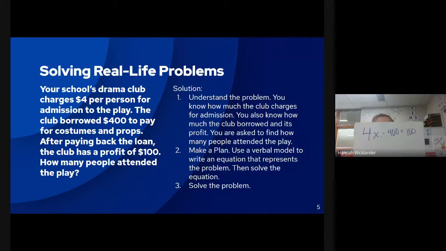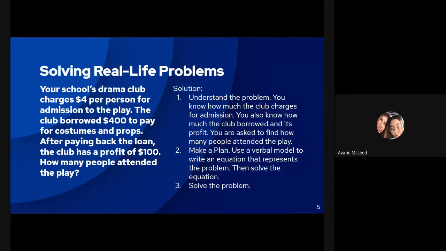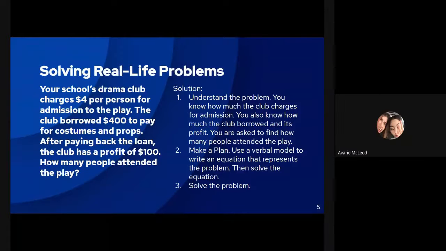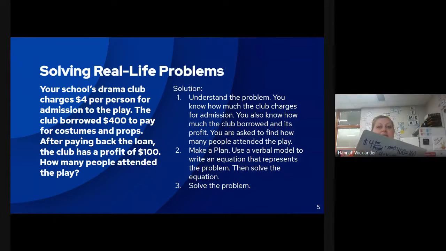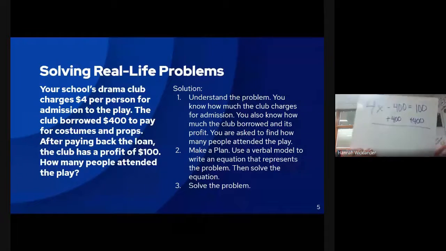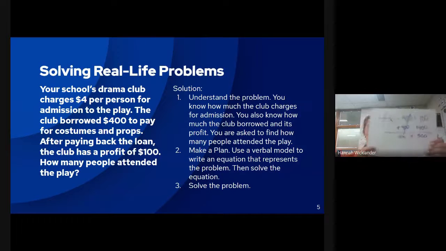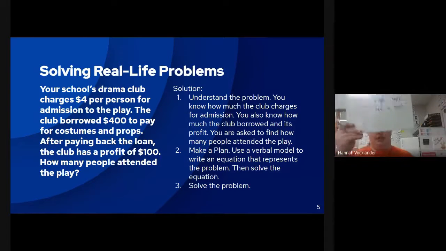What's my first step here? Subtract 400. Subtract or add? Add. Good job. So I want to get the x by itself. So I'm going to add 400 to both sides because that will get the x by itself on one side of the equation. So 100 plus 400 gives me 500. These will cancel out, and I'm left with 4x equals 500.